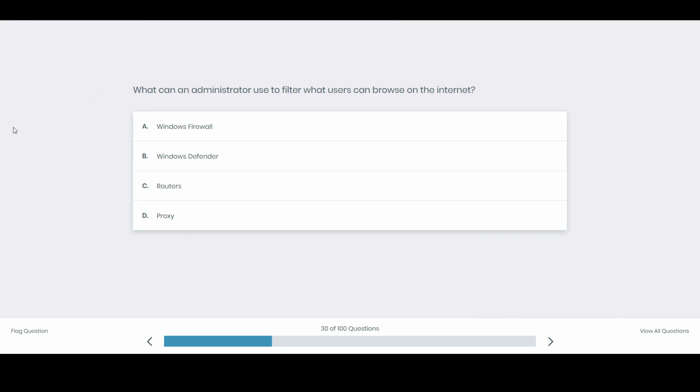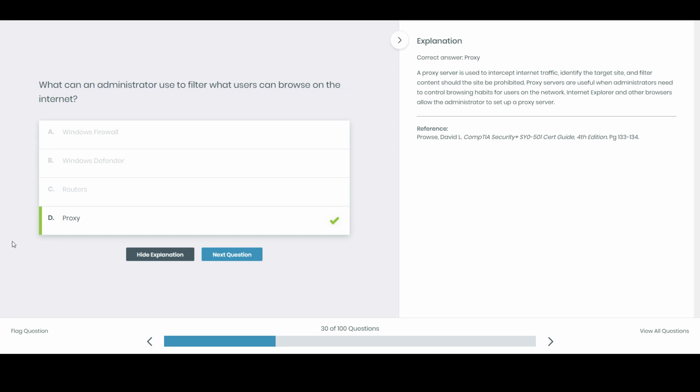What can an administrator use to filter what users can browse on the internet? Wait. Okay, Windows Firewall is an application, and Windows Defender is another. Routers are different. Proxy, yeah. A proxy service is used to intercept internet traffic. That's the reason. Identify the target sites and filter content by site.